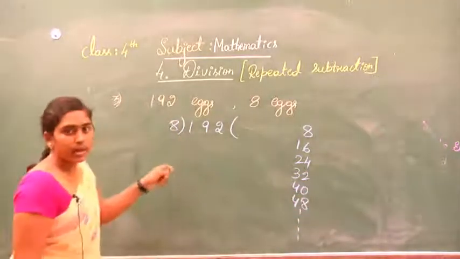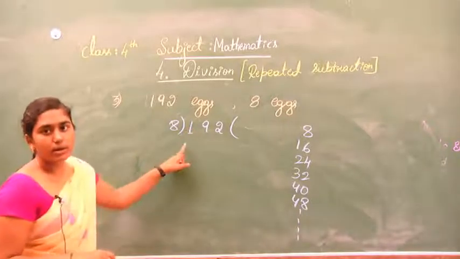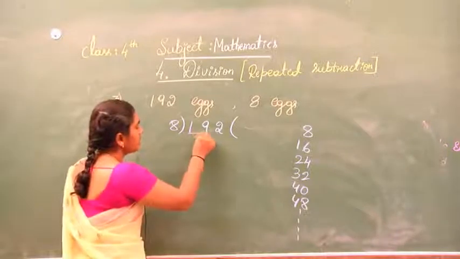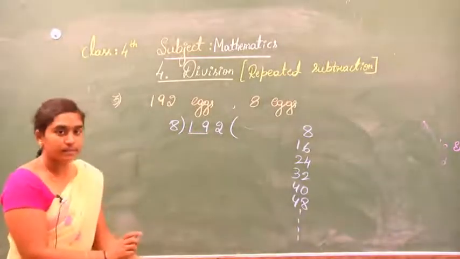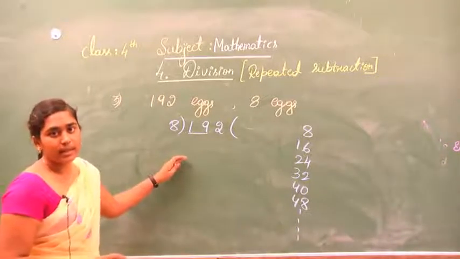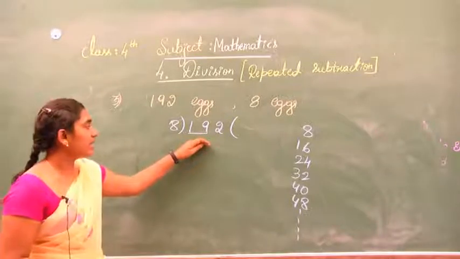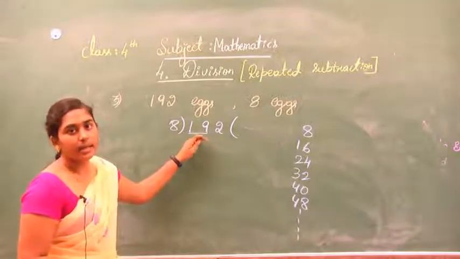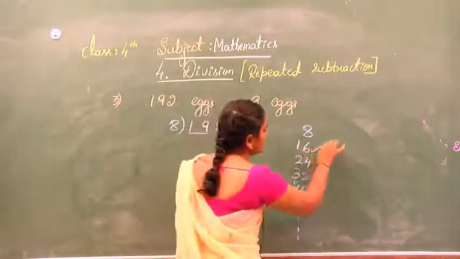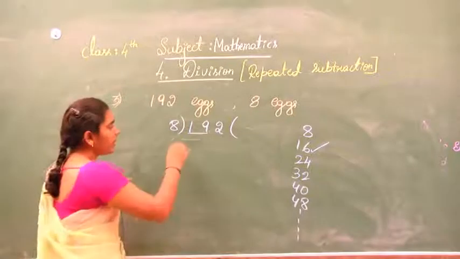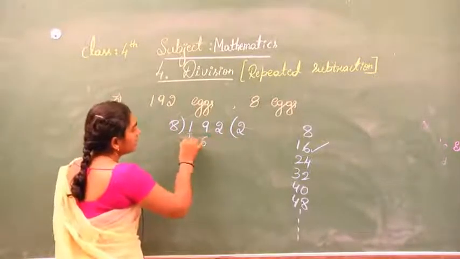First number is 1. If the first number is 1, you cannot take a single number. So consider the 2 digits, that is 19. Is there a 19 in the 8 ones table? It is not there, right? Now you should see which is lesser than 19 and nearer to 19. Is there a number? Yes, it is 16, right? 8 twos are 16.